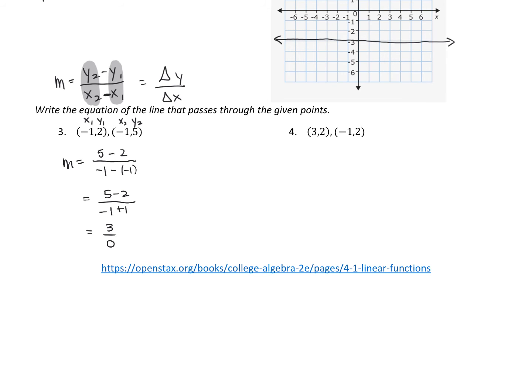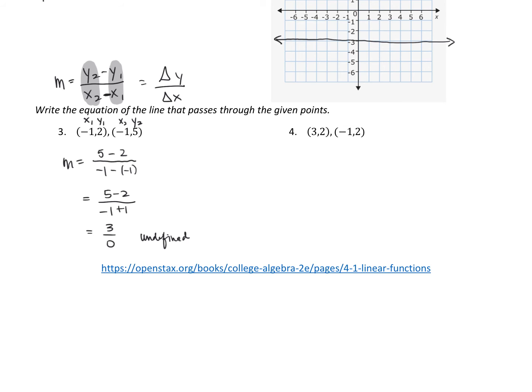Okay, so what happens if you divide by 0? This is undefined. Okay, you cannot divide by 0. It gives you an undefined solution.